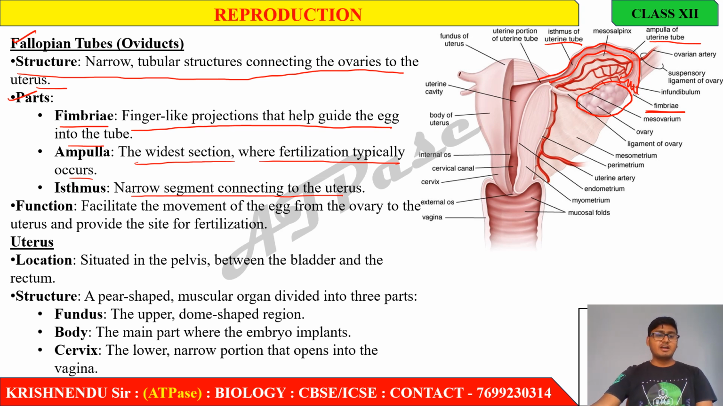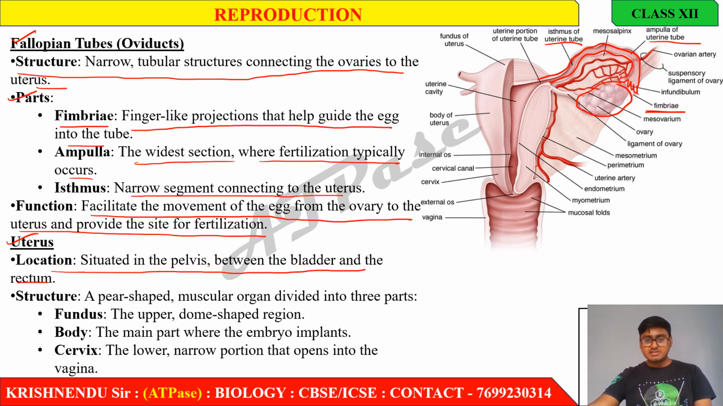Okay, the function of the fallopian tube is to facilitate the movement of the egg from the ovary to the uterus and provide the site for fertilization. Now we can understand that inside the fallopian tube, mainly, fertilization occurs. Inside the fallopian tube or oviduct fertilization occurs. Next, uterus. Location: situated in the pelvis between the bladder and the rectum. This structure is known as the uterus.